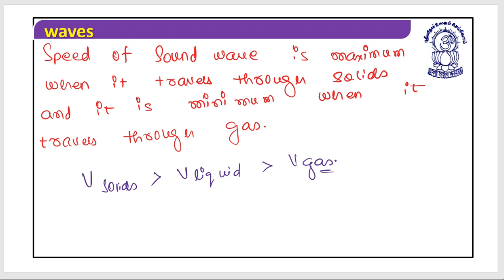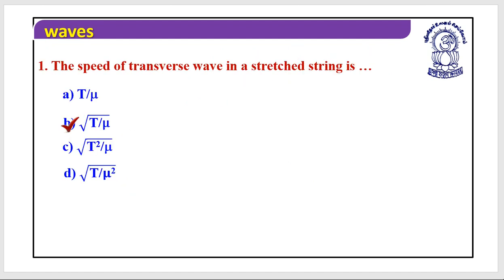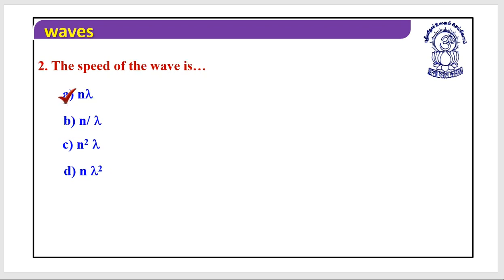Does it clear? Do you have any doubts? Great. So let's look at certain quick questions. The speed of a transverse wave in a stretched string is v equals root of T divided by mu. Second, the speed of a wave is v equals lambda by T, which equals lambda into 1 by T. Since 1 by T is the frequency, this equals f lambda, which is n into lambda. Great.